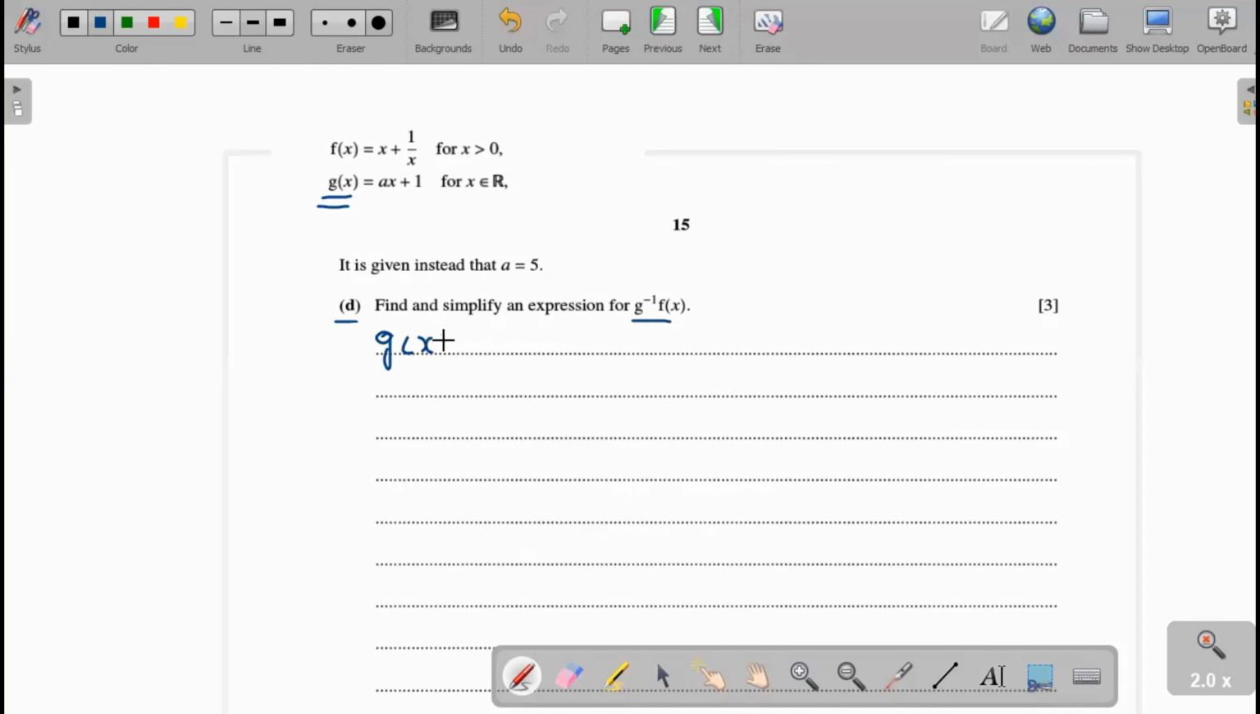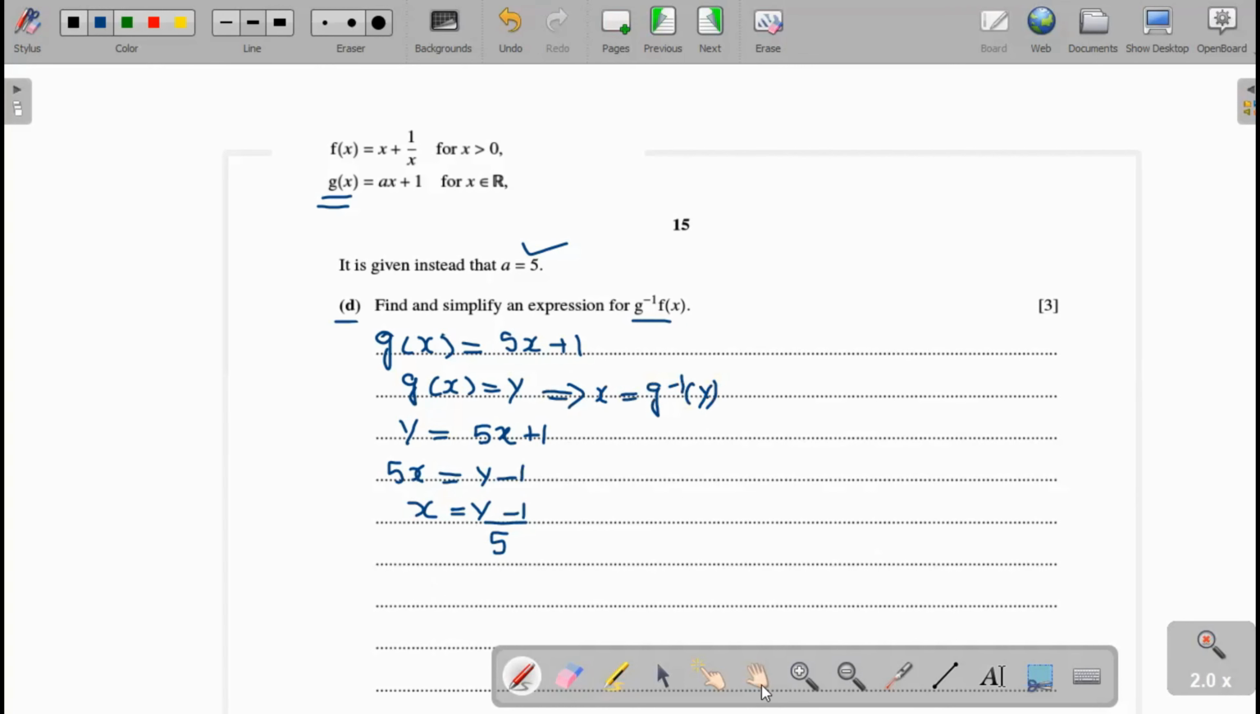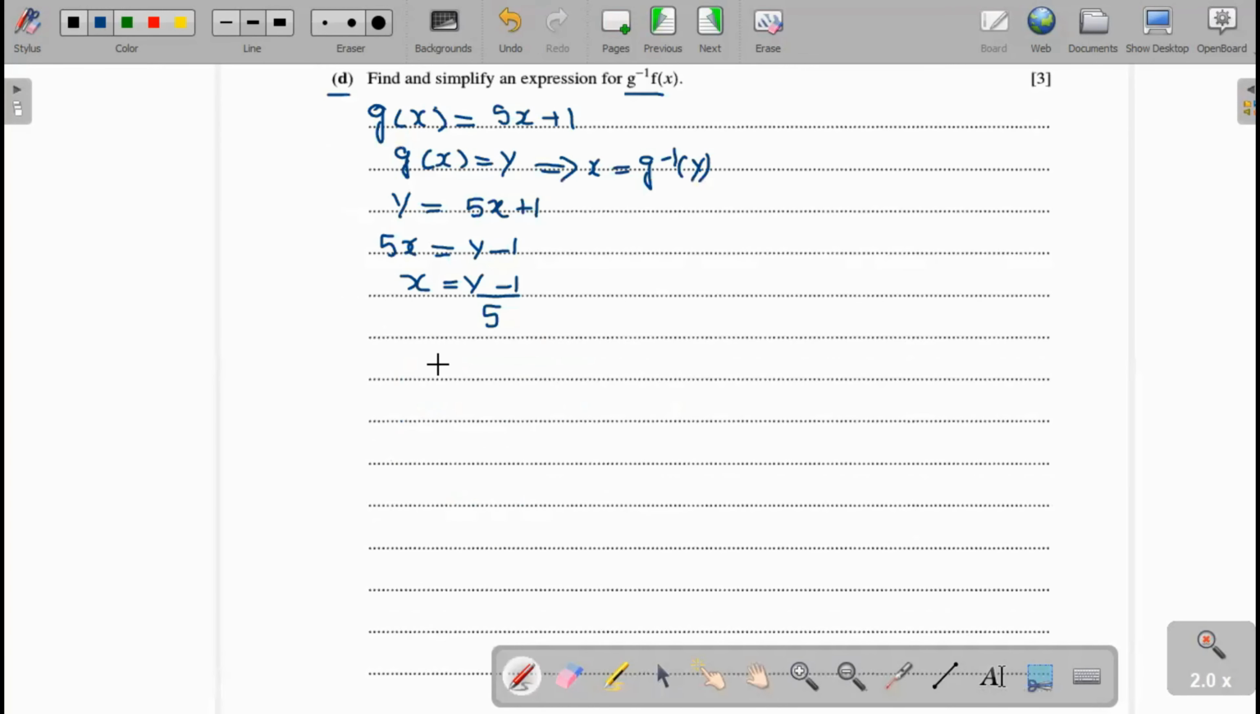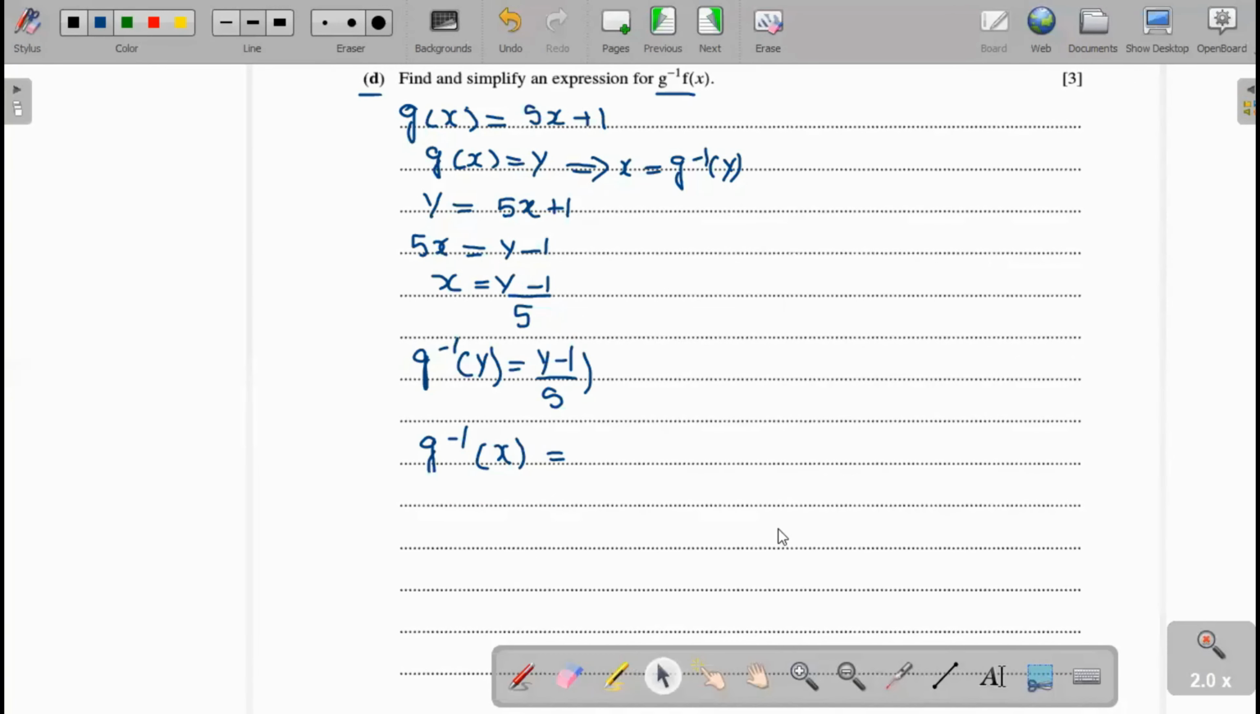Now, g of x equals ax plus 1, but a is 5. Now, we can write it as 5x plus 1. And we suppose that g of x equals y. Then y will be equal to 5x plus 1, and that value will become 5x equals y minus 1. And then x equals y minus 1 over 5, and you know x equals g inverse of y. Therefore, we can write g inverse of y will be equal to y minus 1 over 5.